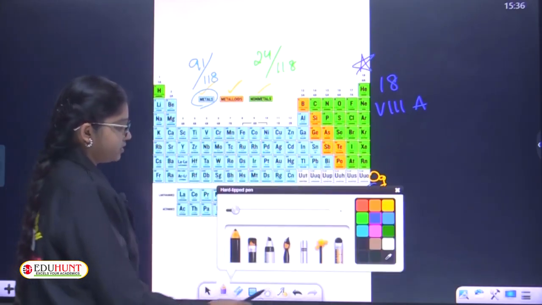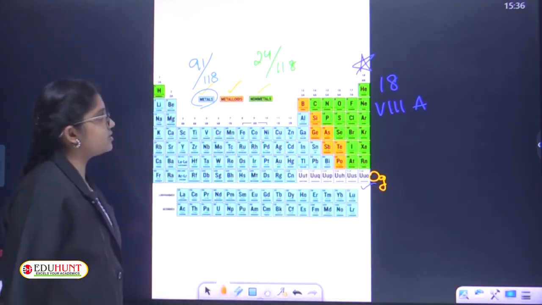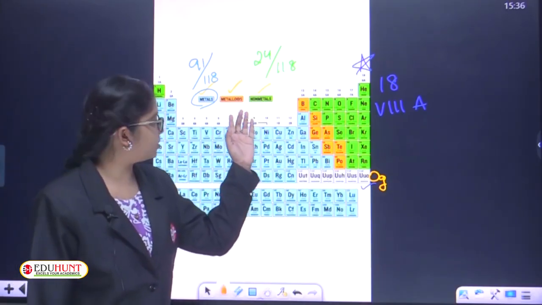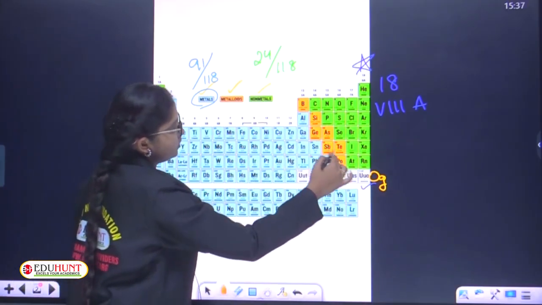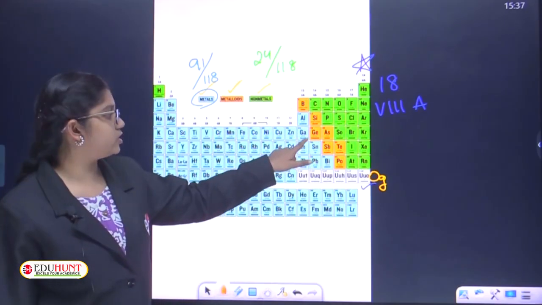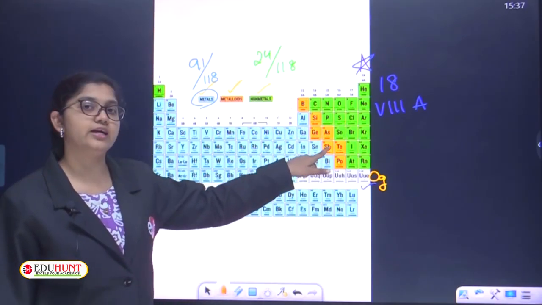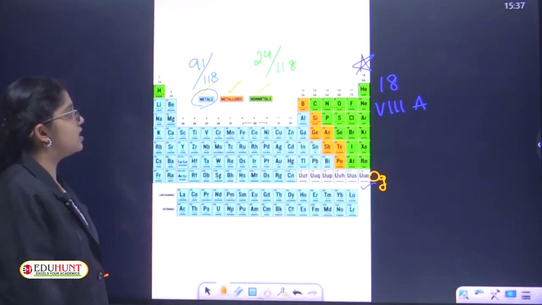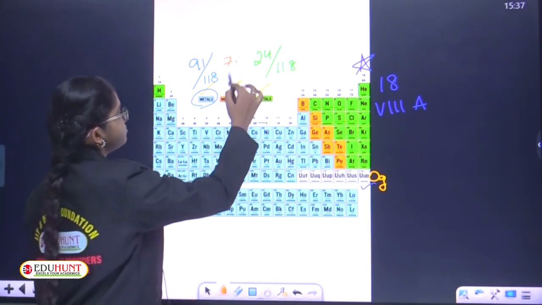Okay, then coming to non-metals. Okay, coming to metalloids. These are orange in color. Can you see them? Orange in color. Namely boron, silicon, germanium, arsenic, antimony, tellurium and polonium. These are 7 in number.